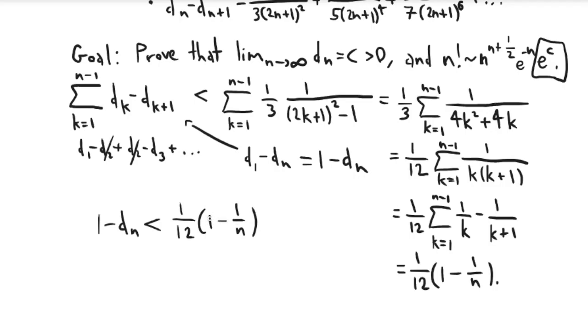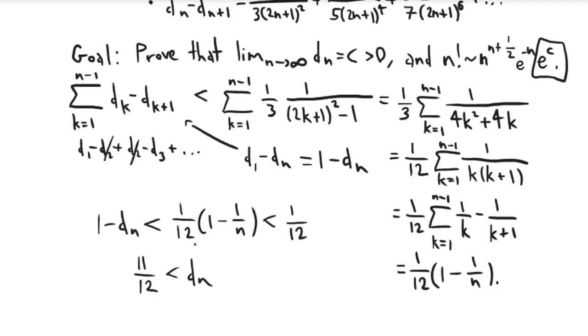And again, if you assume that n is at least 2, this is a positive number, and it is less than 1. So this is less than 1/12. And so now if I rearrange a little bit, I have 1 minus 1/12, which is 11/12, is less than d_n, at least for n greater than or equal to 2.